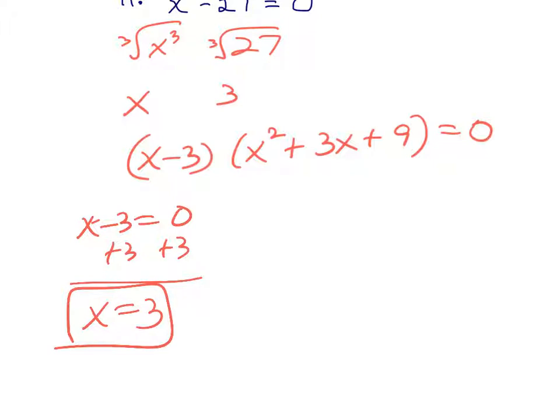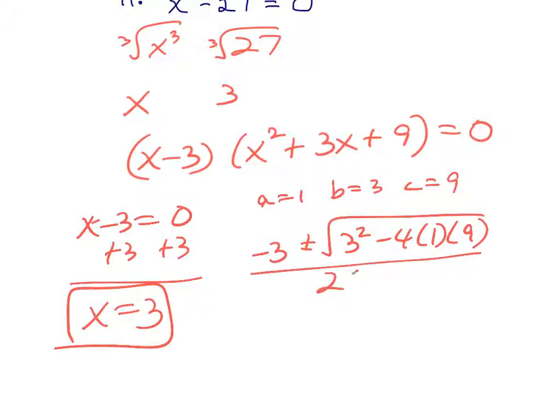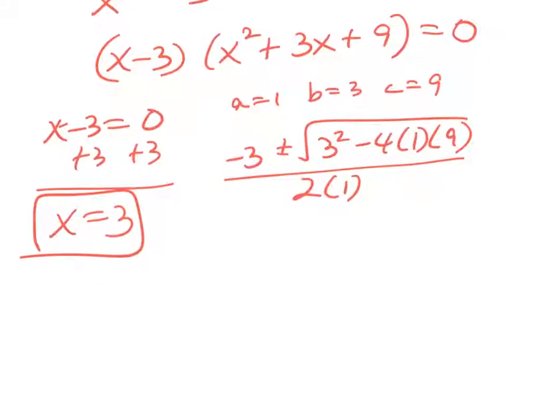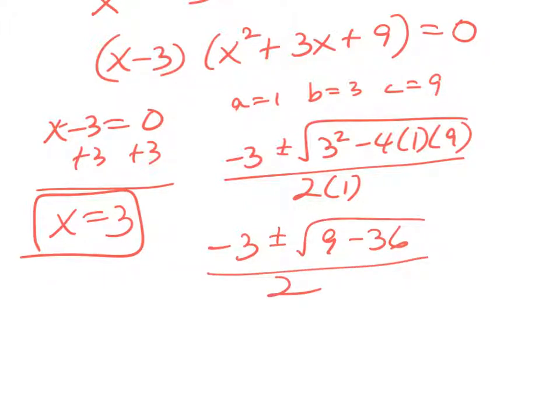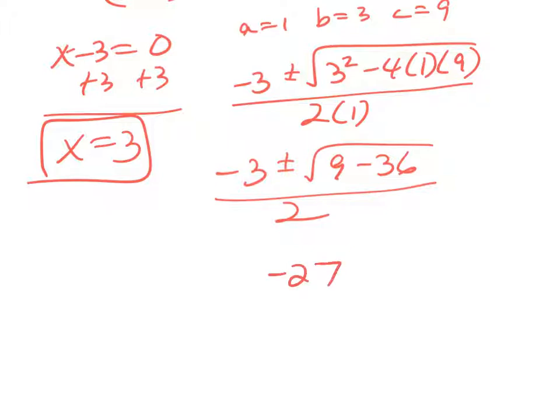All right, this one, it's an odd number in the middle, so I'm going to do quadratic formula. However, you can still do completing the square. We just did a bunch of examples. So if I do quadratic formula, my A is 1, my B is 3, my C is 9. So I'll plug it in. Opposite of B, plus or minus the square root of B squared minus 4 times A times C, all divided by 2 times A. So negative 3 plus or minus the square root of 9 minus 36, over 2. 9 minus 36 is negative 27.